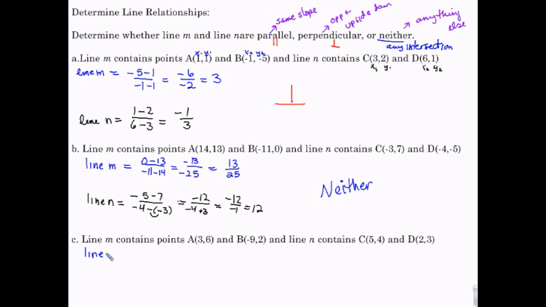Last one. 2 minus 6 over negative 9 minus 3 gives me negative 4 over negative 12. They both divide by 4, so I get 1/3. And line N, 3 minus 4 over 2 minus 5, so I'll get negative 1 over negative 3, which is positive 1/3. So they're parallel.